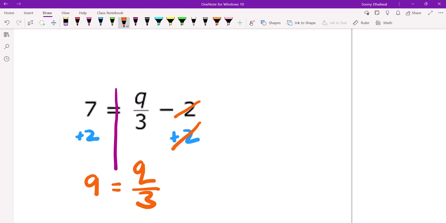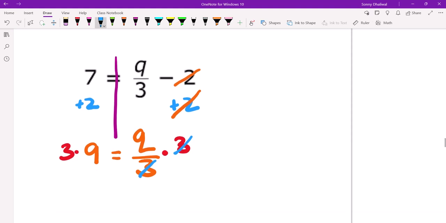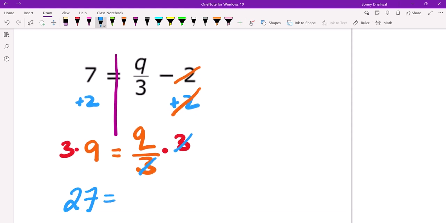Okay, now back to the side of the letter. That 3 needs to go. What do we need to do? Times. Excellent. We go times 3. Times 3 here, and times 3 here. Remember, on the top. So the 3 on the top cancels the 3 on the bottom. So show what you're canceling. Yes, Cashel, yes, it would be. The 3's cancel out. 9 times 3, 27. Equals Q.